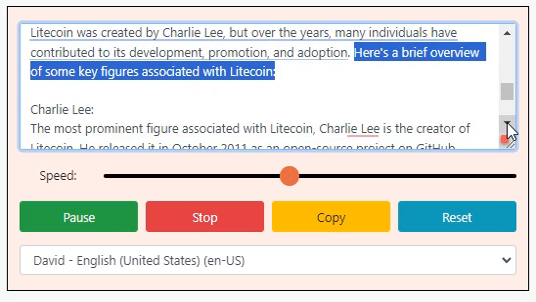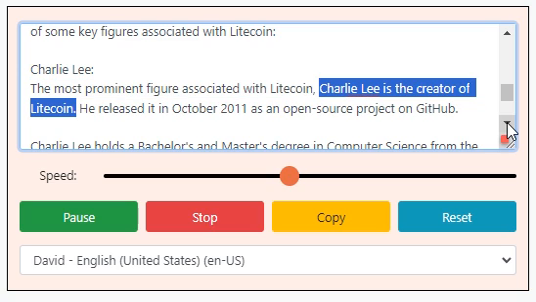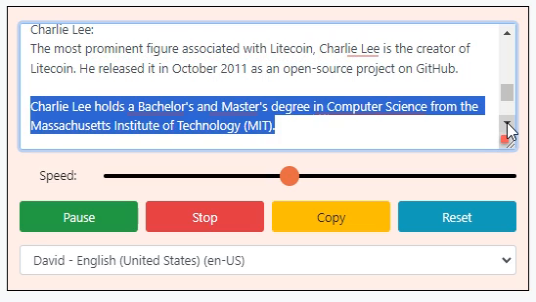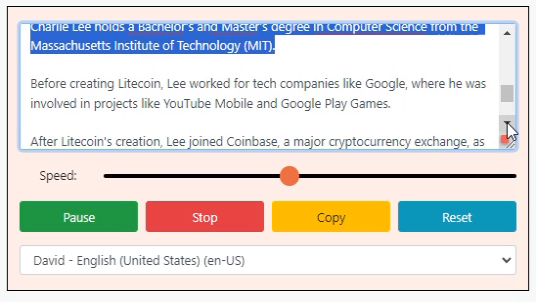Here's a brief overview of some key figures associated with Litecoin. Charlie Lee. The most prominent figure associated with Litecoin. Charlie Lee is the creator of Litecoin. He released it in October 2011 as an open-source project on GitHub. Charlie Lee holds a bachelor's and master's degree in computer science from the Massachusetts Institute of Technology, MIT.